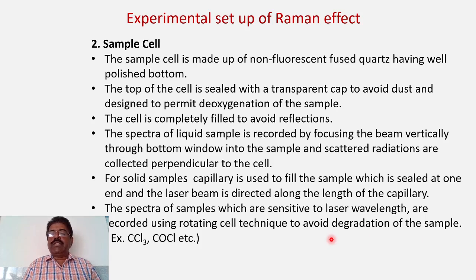Some of the samples which are sensitive, like CCl3 or COCl. In such samples, in order to obtain Raman spectra, we use a rotating cell technique, so that the sample is not continuously exposed to the radiation if the cell itself is kept rotating.